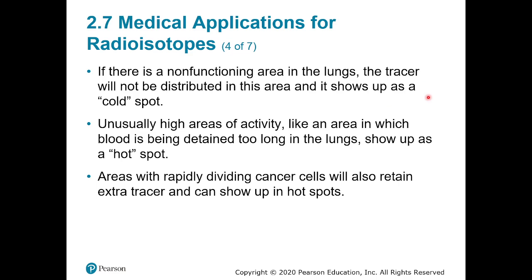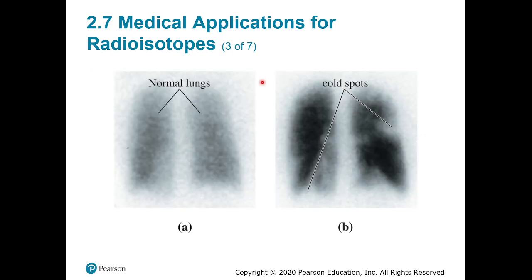So if there's a non-functioning area in the lungs, the tracer will not be distributed in that area. It'll show up as a cold spot, and that's because blood isn't flowing in that area, right? Or it will flow less in that area. Again, it would still be a cold spot, just a little bit warmer. Unusually high areas of activity, like areas where blood is being detained too long in the lungs, will show up as hot spots. So, for example, they would have these very, very dark shadings as hot spots. Okay.